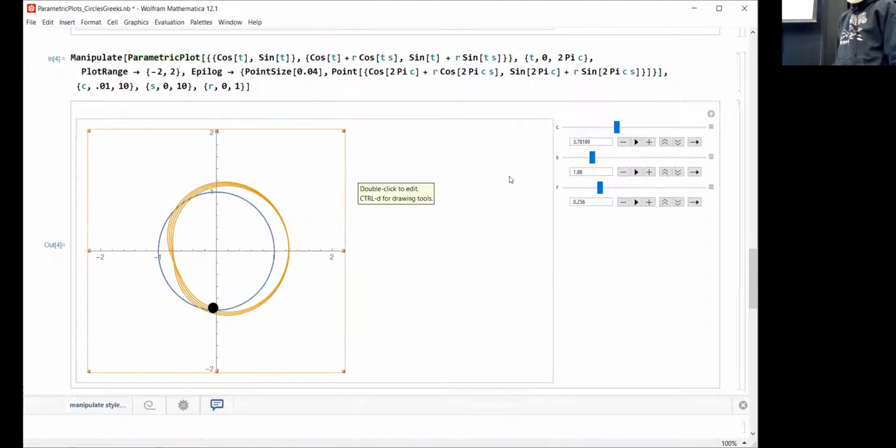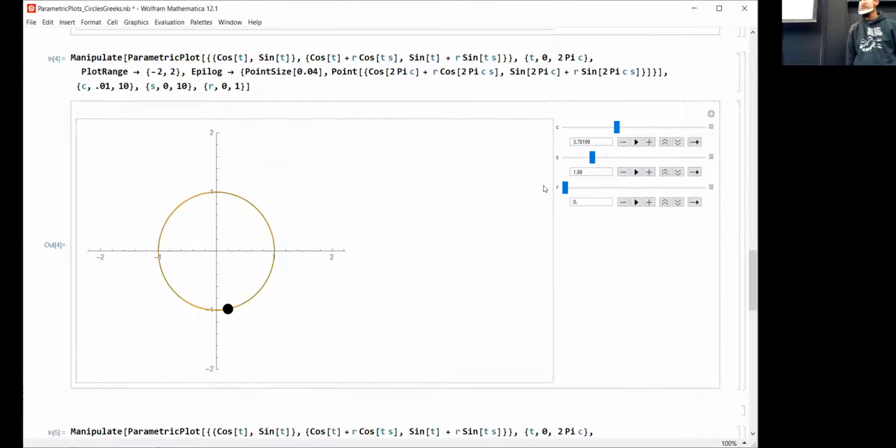As t goes from 0 to 2 pi c, that tells me how many cycles I do. This first thing is always going to plot a circle. The second one is cosine t plus r cosine ts, sine t plus r sine ts. If r equals 0, it's the same circle as before. The last one is r. So if I make r 0, the two circles align.